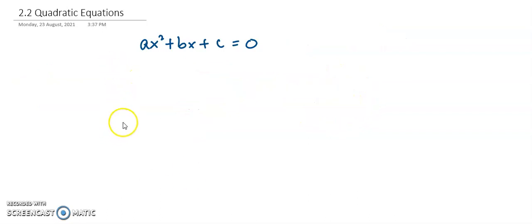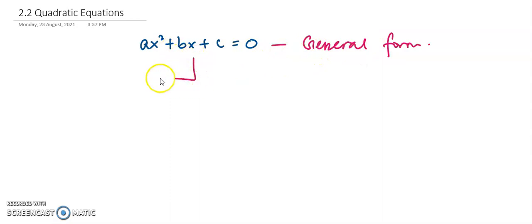Hi everyone. In this video, I'm going to discuss solving quadratic equations. A quadratic equation can always be written in the general form, which is ax squared plus bx plus c equals 0. And we call this form the general form of the quadratic equation. So a quadratic equation can be solved by three methods.